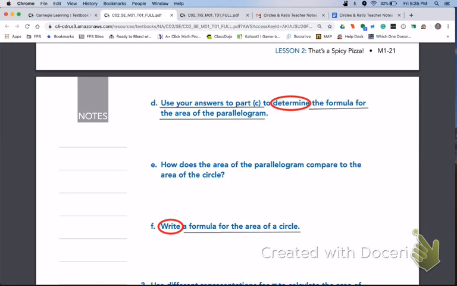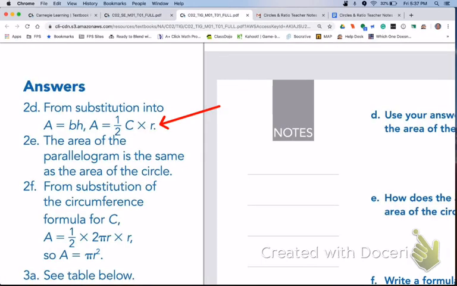Please turn to page 22. Answer letter D, E, and F with your group. For number 2, letter D, from substitution into A equals B times H, the area would be equal to 1/2 times the circumference times the radius. For number 2, letter E, the area of the parallelogram is the same as the area of the circle. And for number 2, letter F, the formula for the area of a circle, A equals pi times r squared.